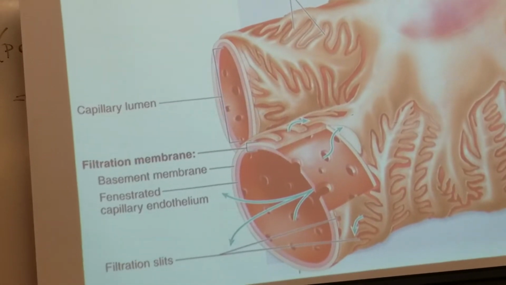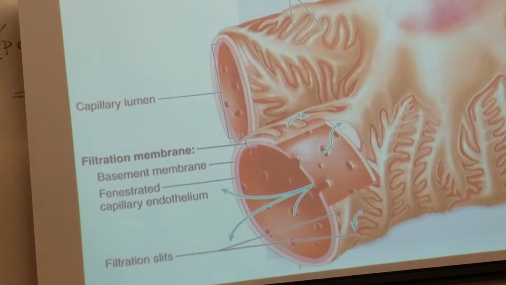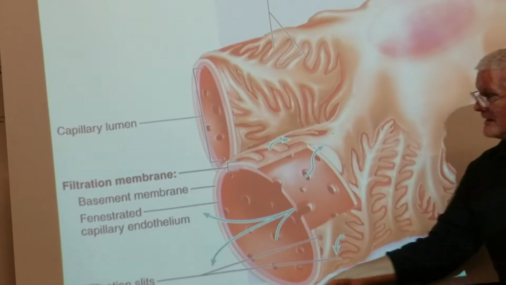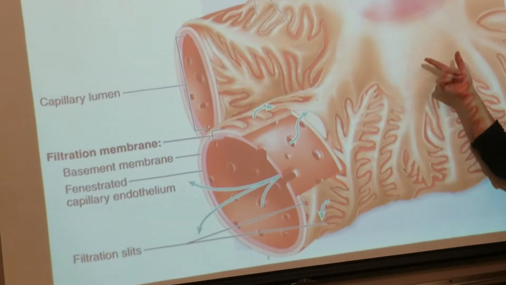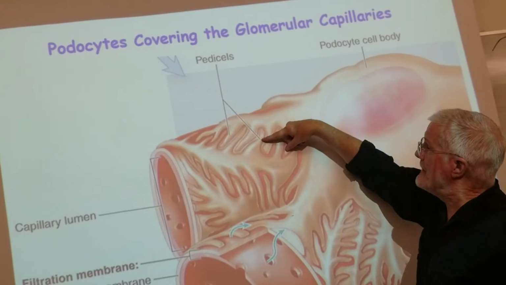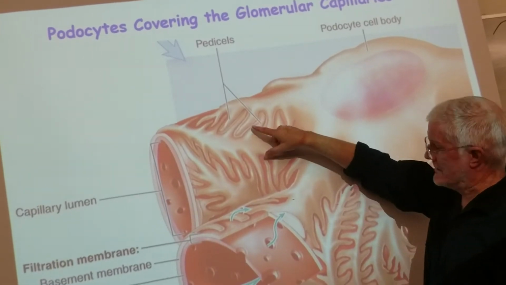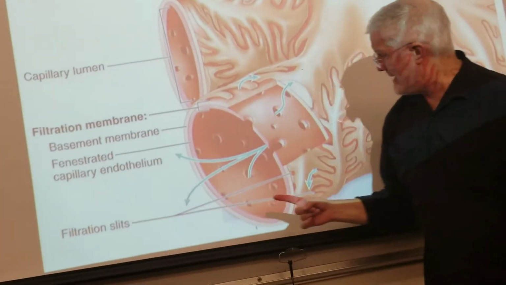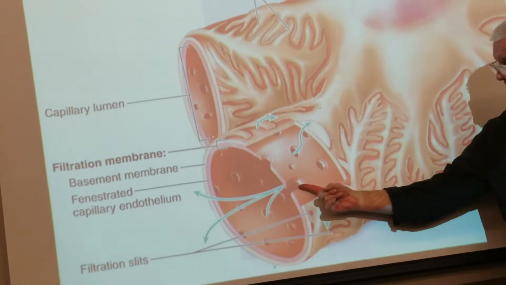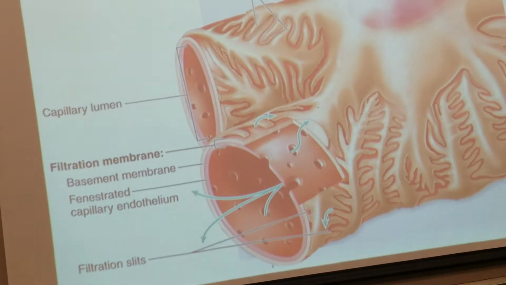Don't worry about what the actual filtration membrane is. But the podocyte is a cell that covers the fenestrated capillary, wrapping itself around it using what are called pedicles. And then the space between the pedicles are the filtration slits. And that's where my filtrate is literally coming out of my fenestrated capillary.